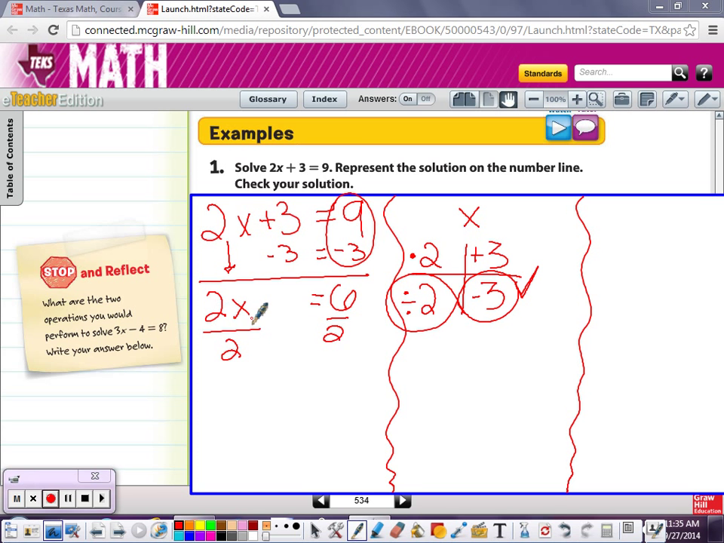Here I have 2x divided by 2. 2 goes into 2x one time, so I'm left with just a 1x. Over here, I have 6 divided by 2. 6 divided by 2 is 3. Recall that all fraction problems are basically just division problems. If you didn't remember that, I would suggest making some notes over here on the side.